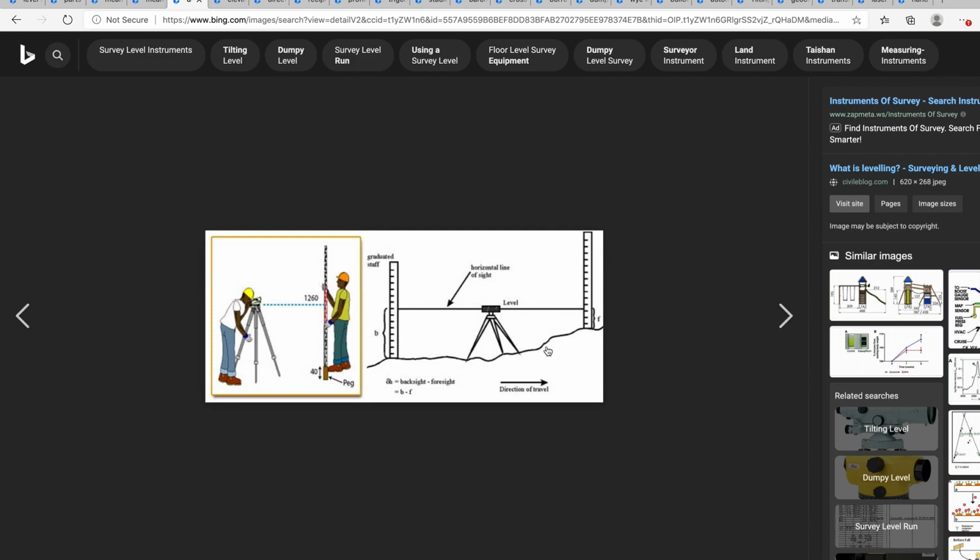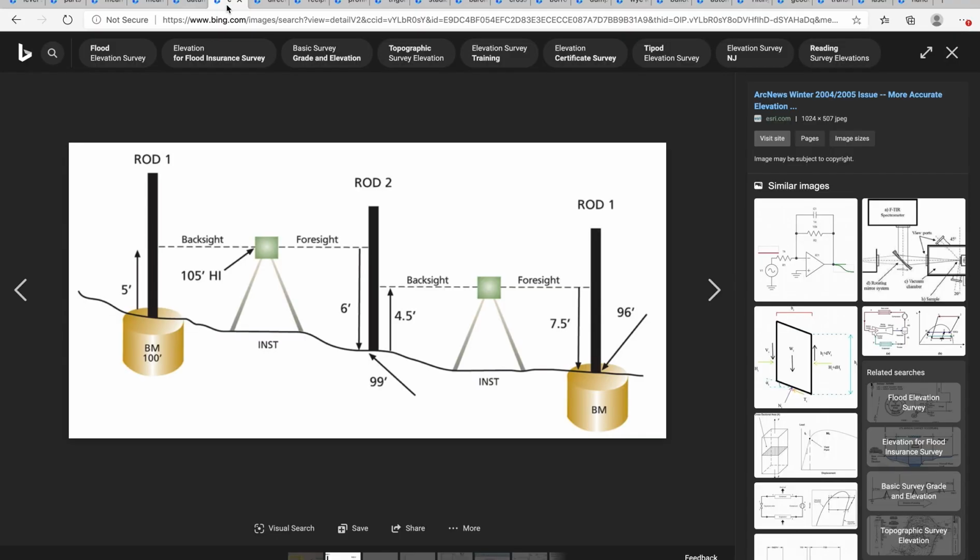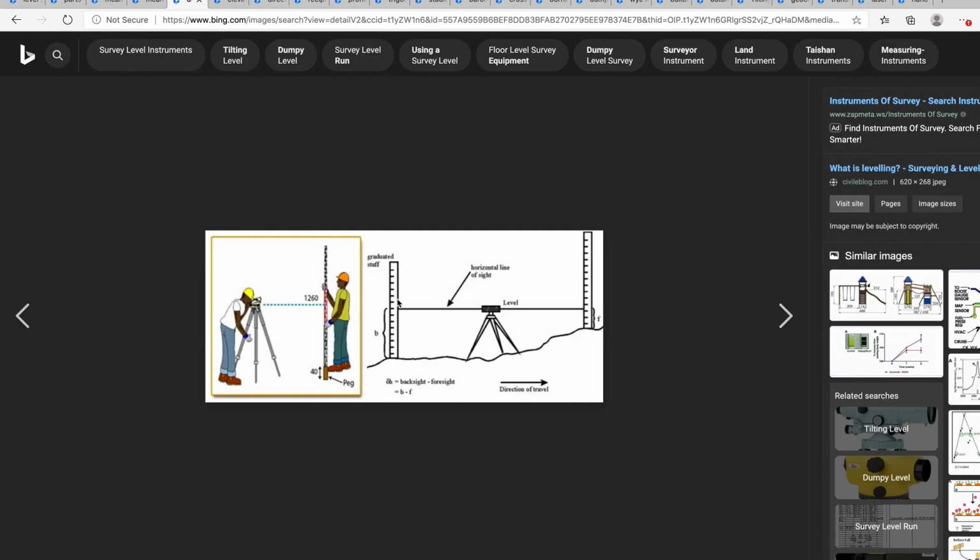Then as it goes higher, it increases. As it goes lower, it decreases. So this serves as my datum. And elevation is the difference in height from my datum. If this is my datum, then this is the difference in elevation.